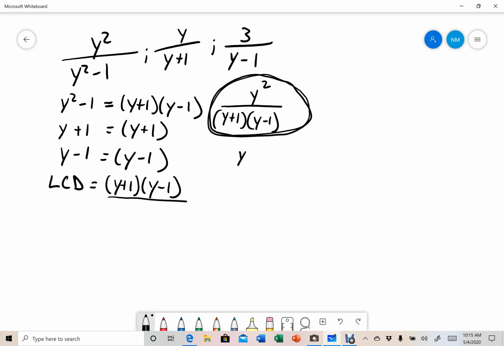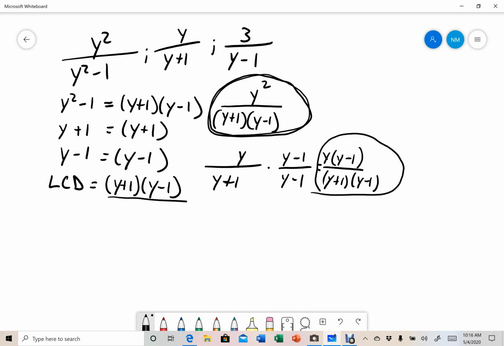Then I go to my second one, y over y plus 1. Okay, and I look at what I'm missing. I've got y plus 1, but I'm missing y minus 1. So I'm going to multiply by y minus 1. Okay, that gives me y times y minus 1 over, sorry guys, I keep writing x instead of y, y plus 1 times y minus 1. Okay, so here's my second fraction, with my common denominator, right?